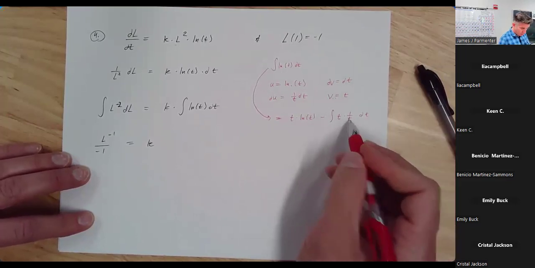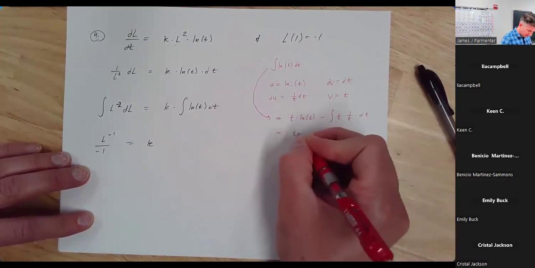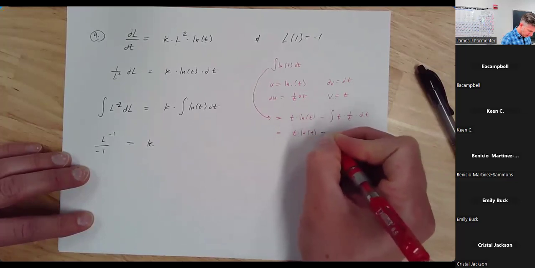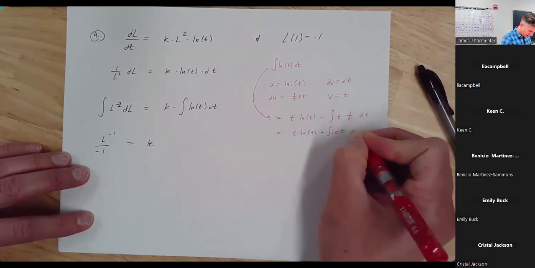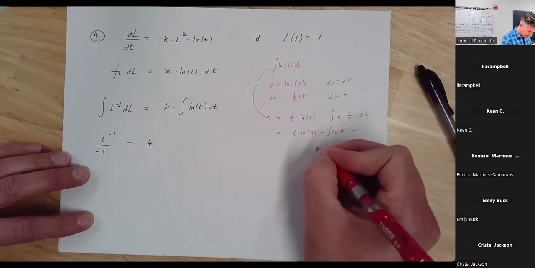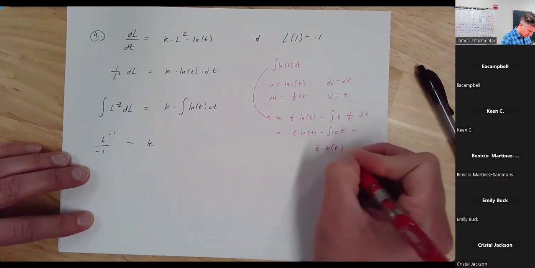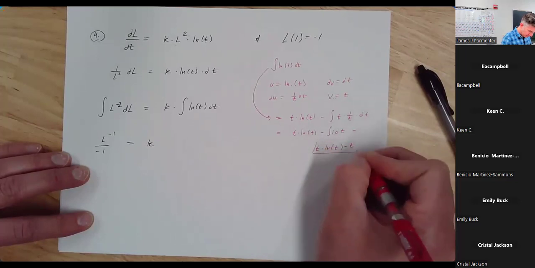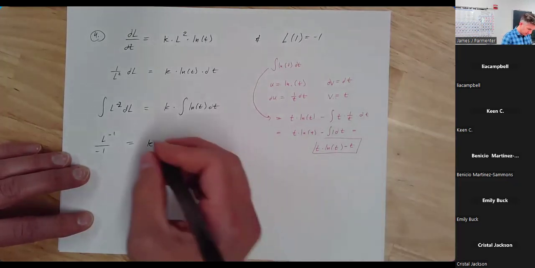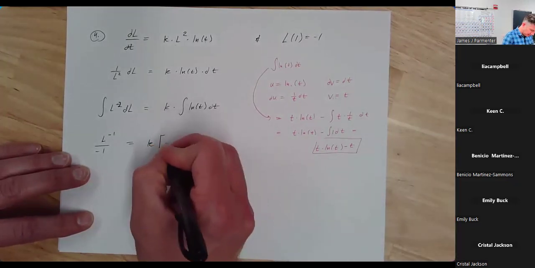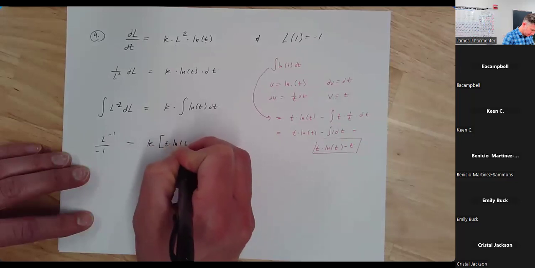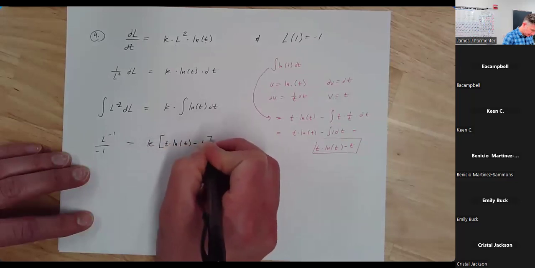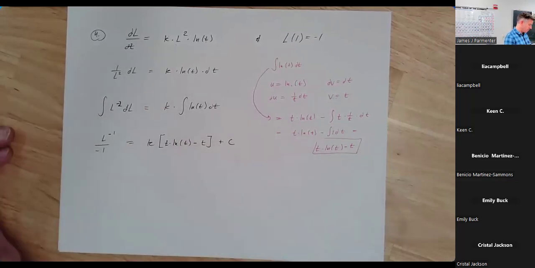T times 1 over T is just 1. This is really just T times natural log of T minus the integral of 1, which is just T itself. So we get T times natural log of T minus T. So that's what's going over here. You've got K times all of that: T times natural log of T minus T plus another constant C.